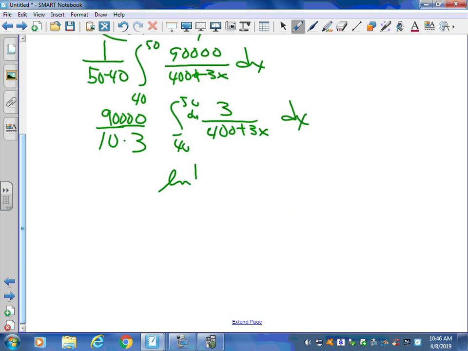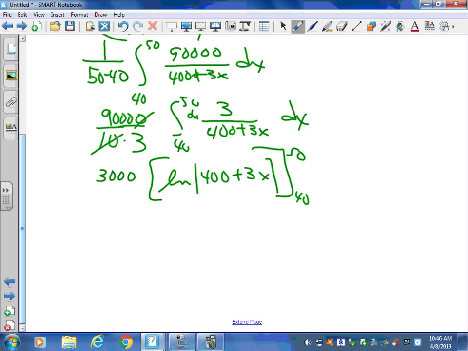We know it's going to be LN of 400 plus 3x, and that we're going to evaluate that from 40 to 50. And when we get done doing that, whatever this is, we're going to put in front. Well, 10 just drops to 0, so that makes it 9,000 divided by 3. So 3,000. Is that right? Okay. So we're going to evaluate that from 40 to 50, and then we're going to multiply it by 3,000. So ln of 400 plus 3 times 50 minus ln of 400 plus 3 times 40.